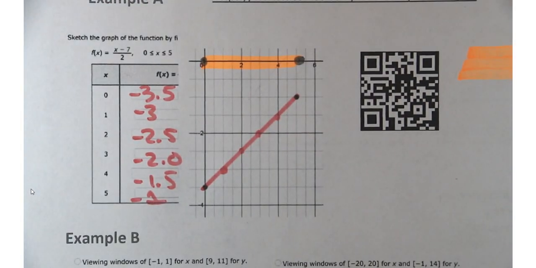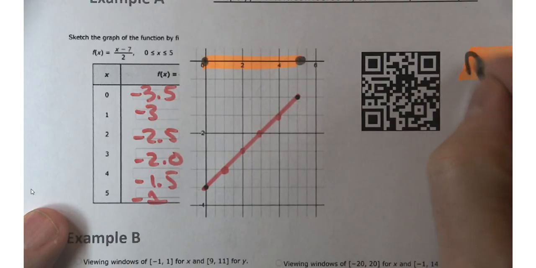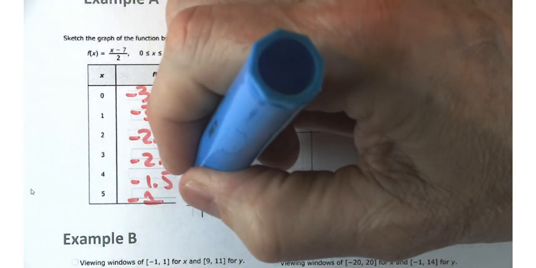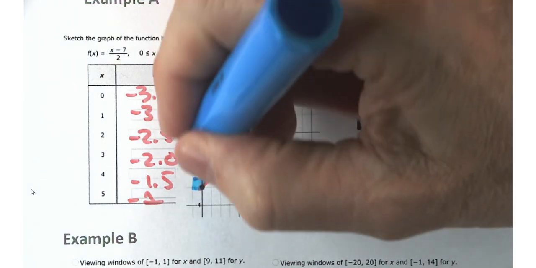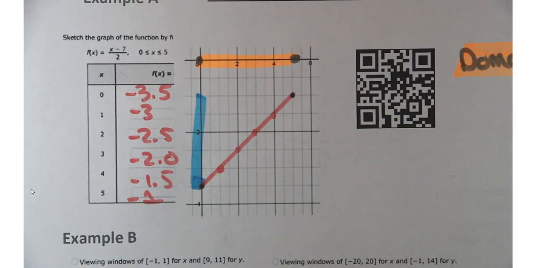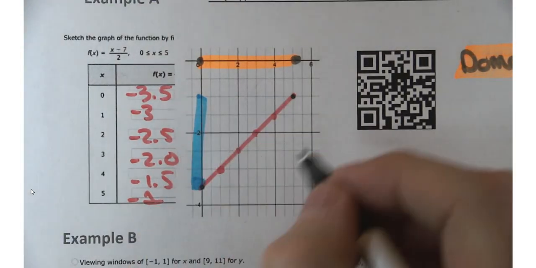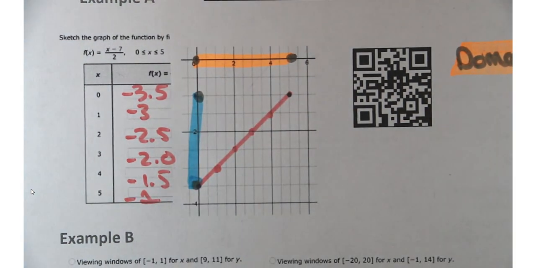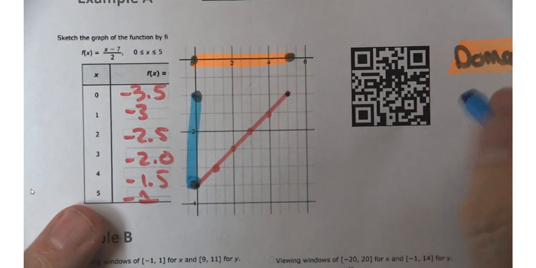All right, so domain is 0 to 5. How about the range? The range was associated with what coordinate? The y coordinate. So let's put the y coordinates in here. And I'm going to do myself a little favor here. Since I'm including the endpoints, I'll do it there as well. So let's do those.